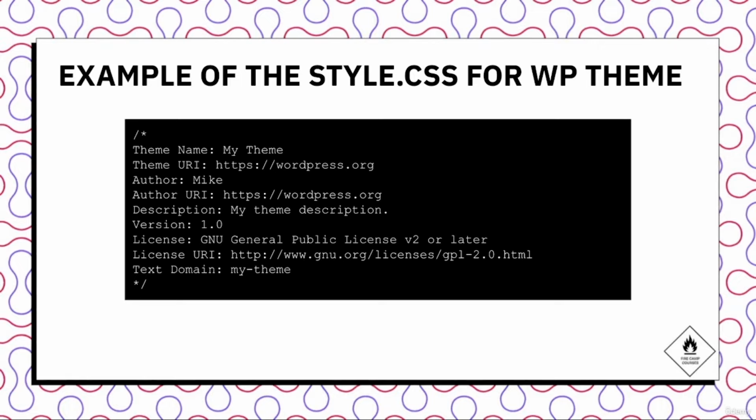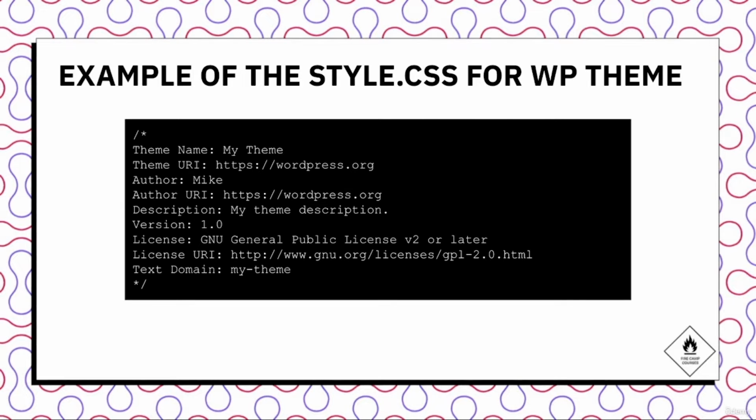Version, here you save the version of your theme. License, and here you can type which license is used for your theme. And license URI, this is a link to the content of the license. And text domain, it's like a slug of the theme, and you can also type it here. And here is all the information about the theme. This is name, author data, version, description, and license.